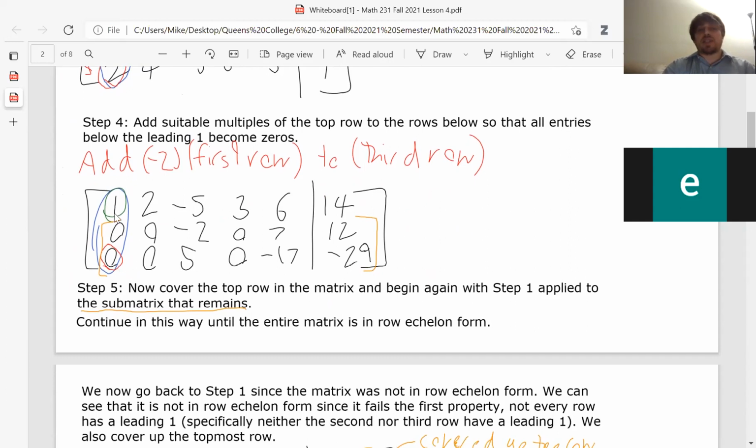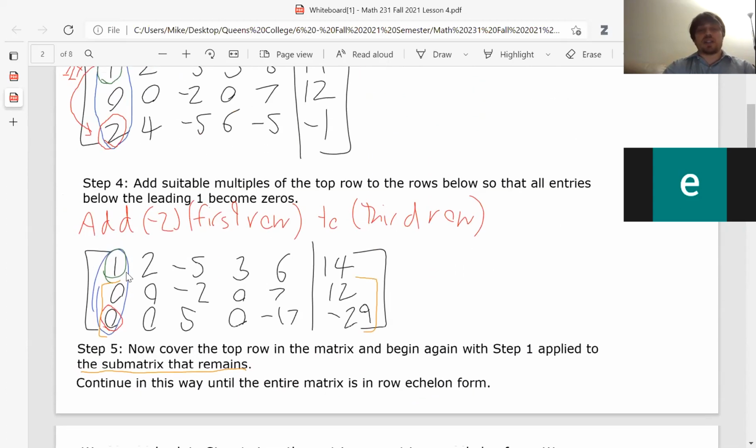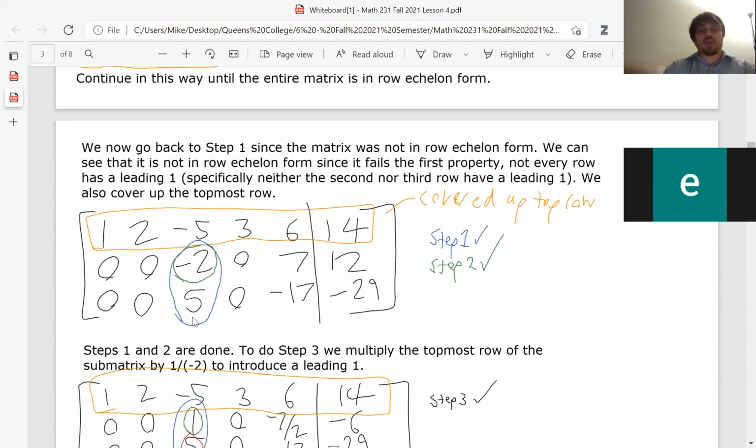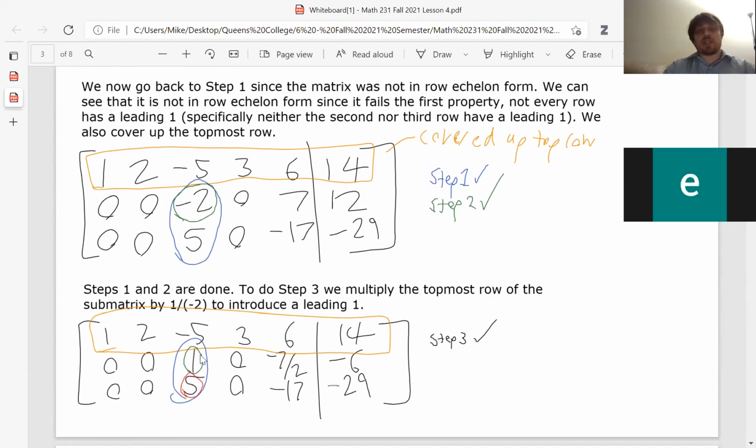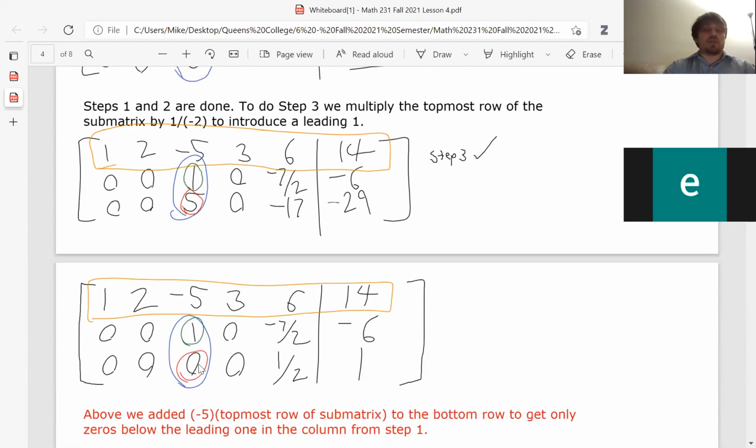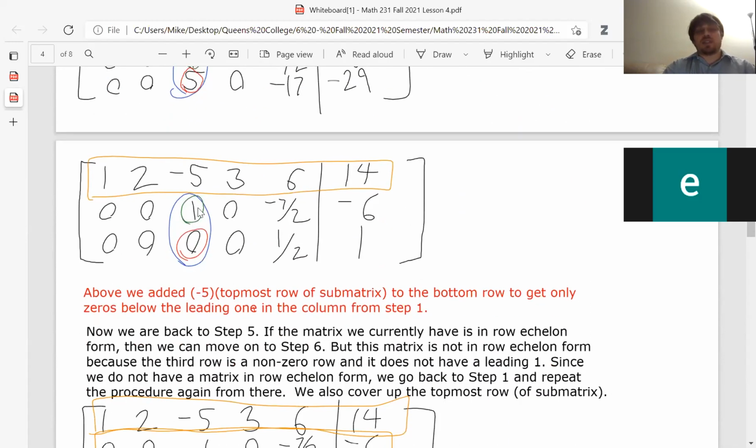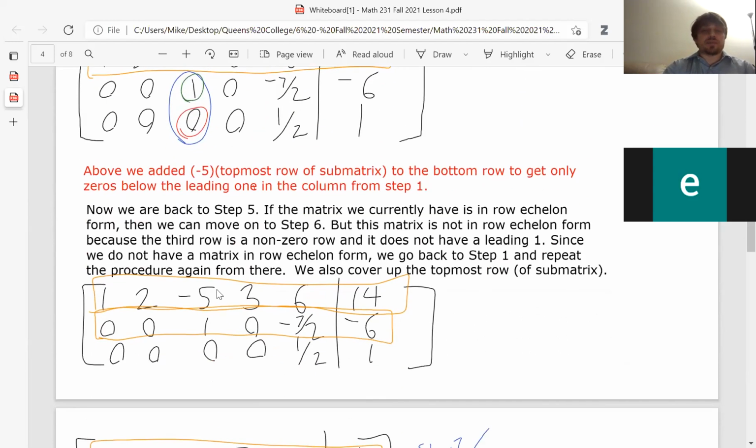Step 5 is now cover the top row of the matrix and begin with step 1, applied to the submatrix that remains. So if you cover up the top row, which has this 1 on it, the submatrix is the thing I have in orange brackets here. This is the submatrix, and you start again at step 1, meaning you locate the leftmost non-zero column in the submatrix. I use orange here now for the thing I removed. In that column, you make the topmost entry a 1. You then make the entries below it a 0. You've now finished the 4 steps again. You cover the top row and you continue.